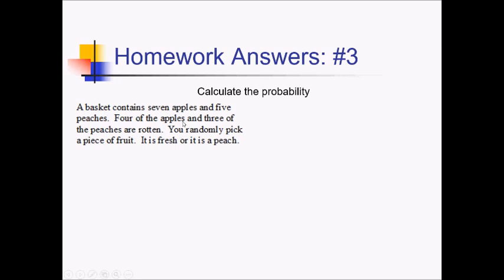Well, it looks like there are. They said there were 5 peaches and 3 of them are rotten. Well, that means that 2 of them are fresh. So some of the peaches are fresh, and that means we've got some overlap that we're going to have to subtract after we add these probabilities together.